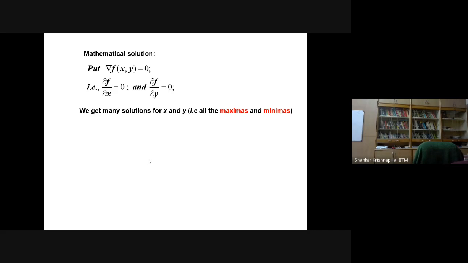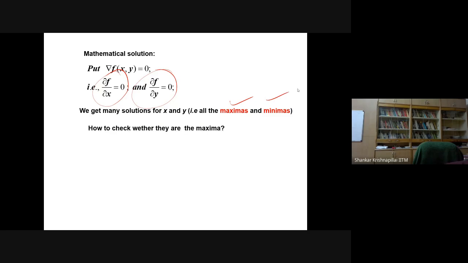Mathematically, first you put the partial first derivative to 0. Then you will get all the points where the partial slopes are 0. So you will get all the points where the maxima and minima are. Okay.